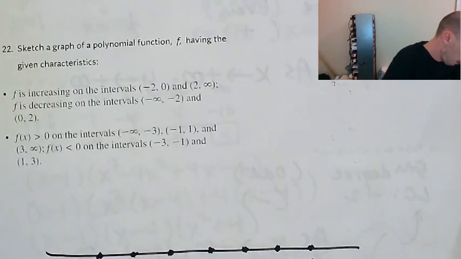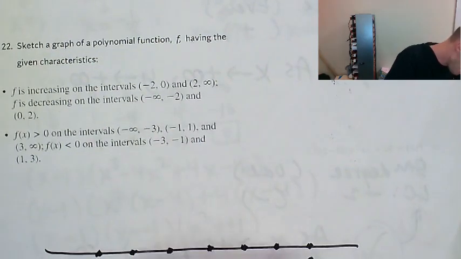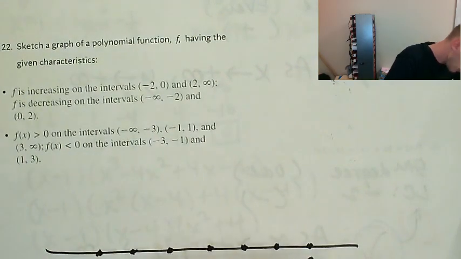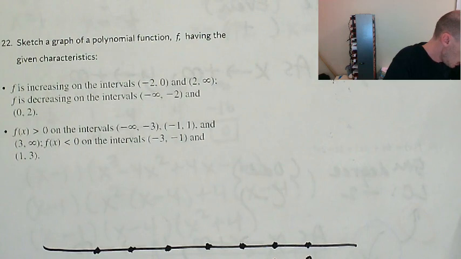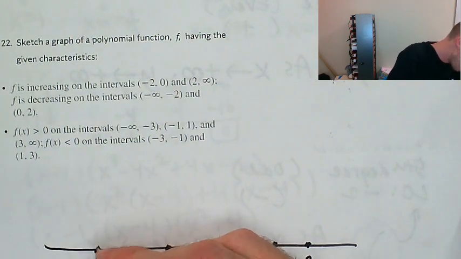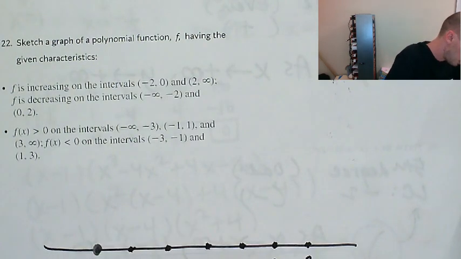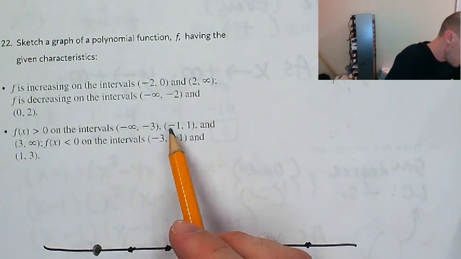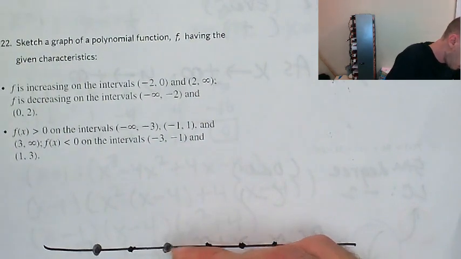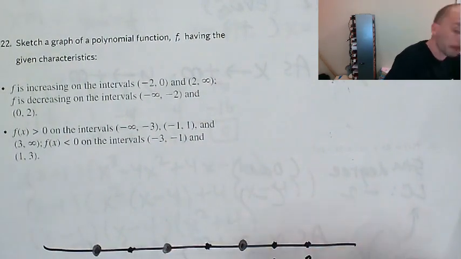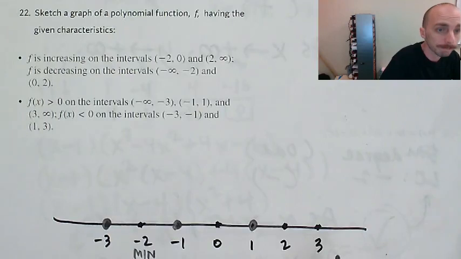All right, increasing from -2 to 0 and 2 to infinity, and decreasing from -infinity to -2. So I know I've got to have a relative minimum at x equals -2. And f of x is greater than 0 from -infinity to -3, so this is a place where it's changing signs. And from -1 to 1, I have a feeling that -1 and 1 are both locations of sign changes.